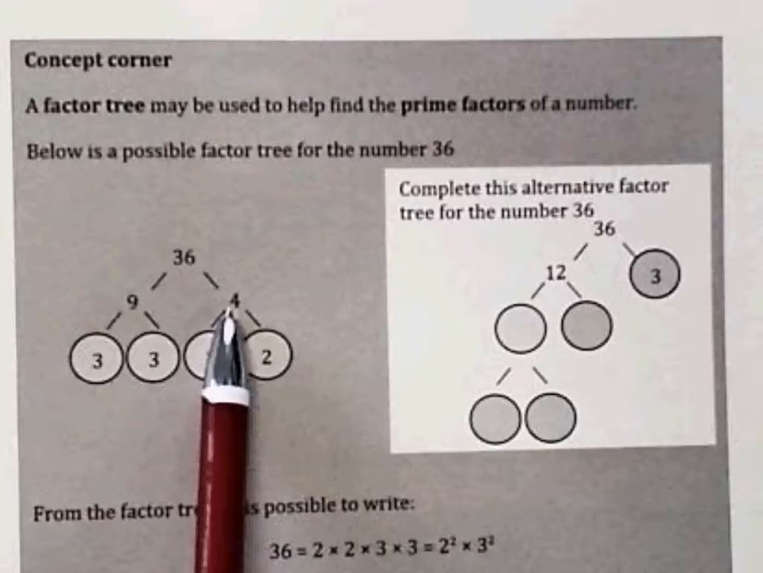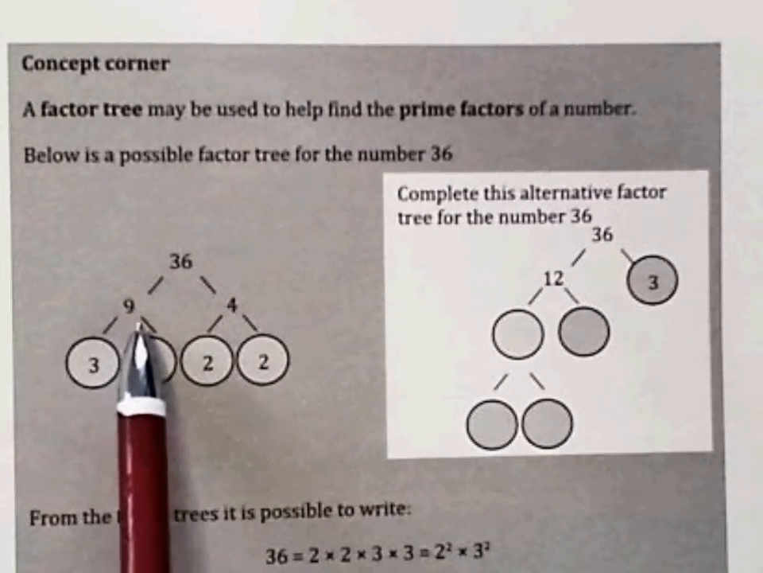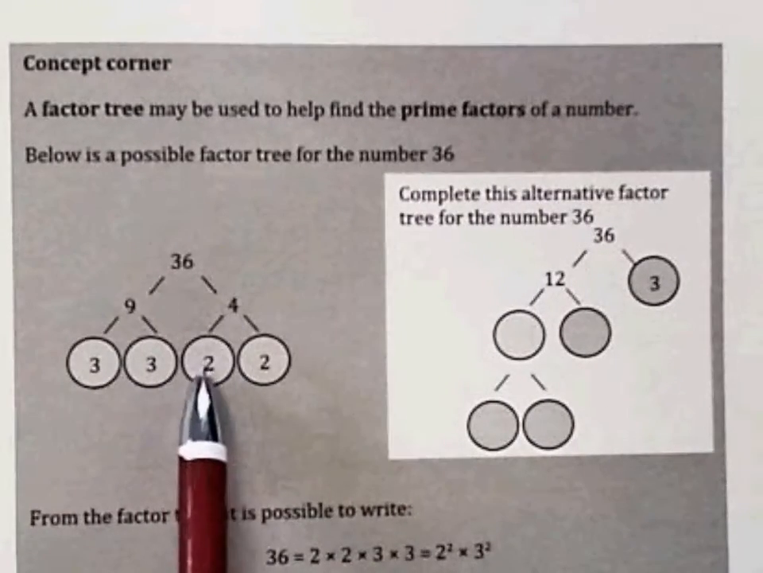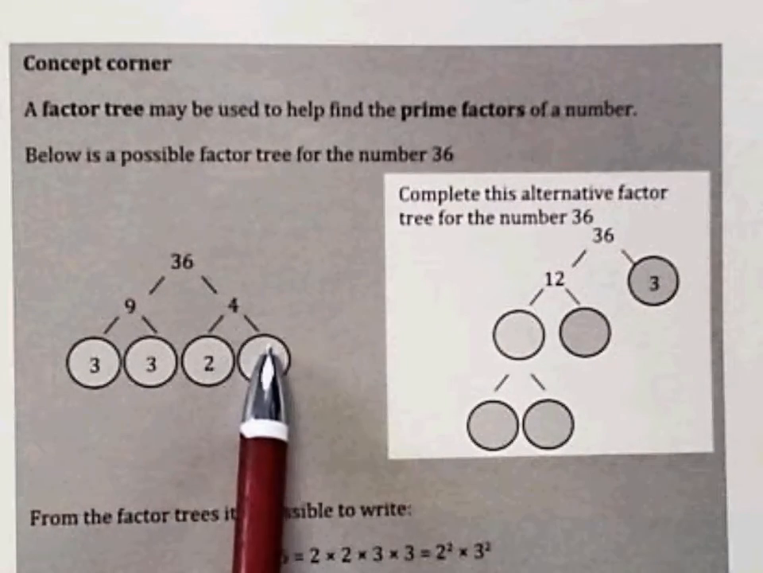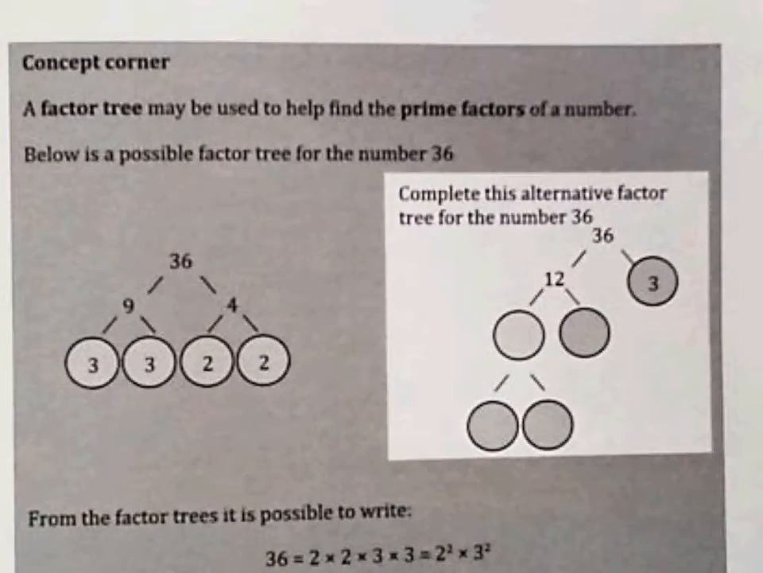So 9 times 4 is of course 36, so these two numbers, and then we divide them again, which is 3 and 3, and of course 4 is 2 and 2. Then we circle those numbers because they're the prime numbers, and that is how you figure out that first bit.